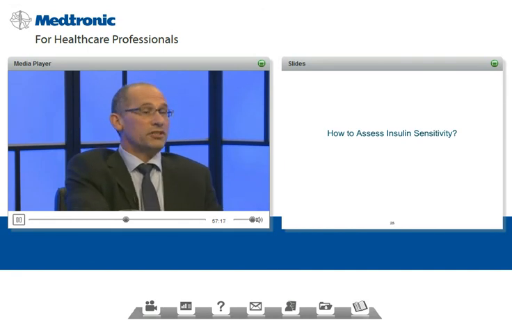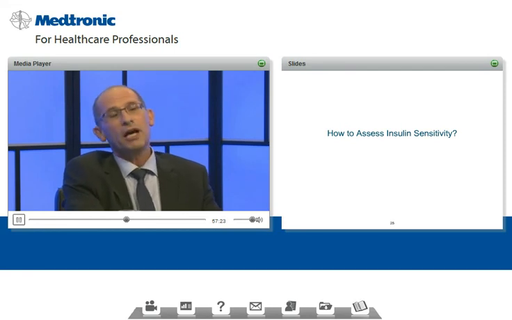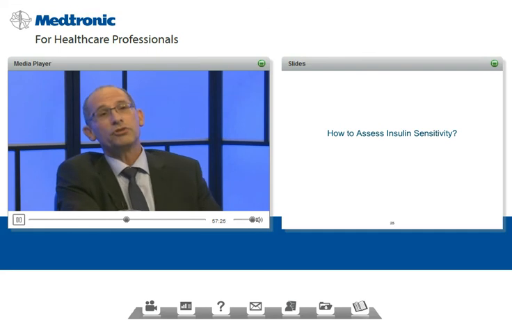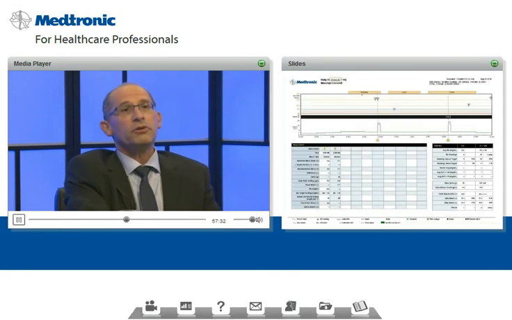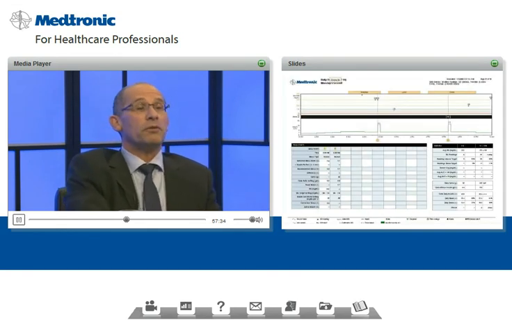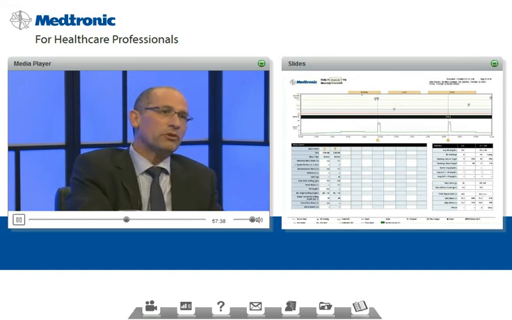How to assess insulin sensitivity? Another major question. Not easy to do. We know how to set the pump at the beginning, but then how to repair it, how to change it according to the patient's control. So here we're looking at specific days where the patient is bolusing but not eating. That's the opposite of what we were looking at before.